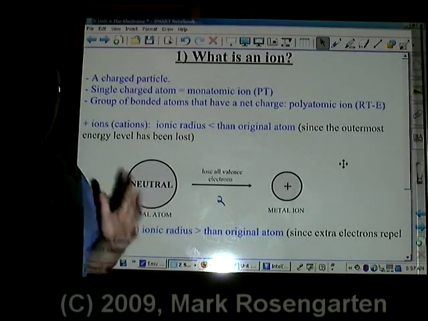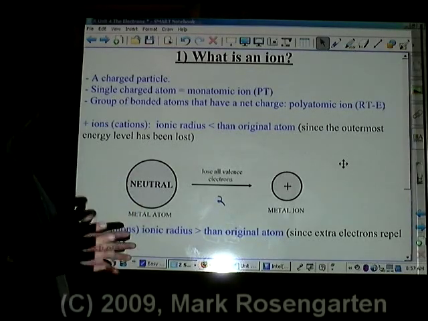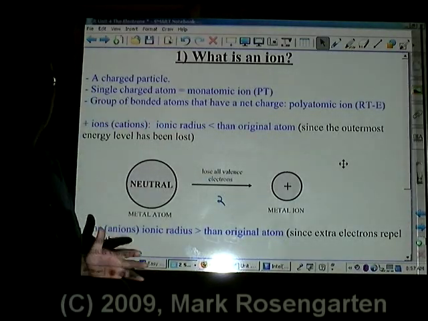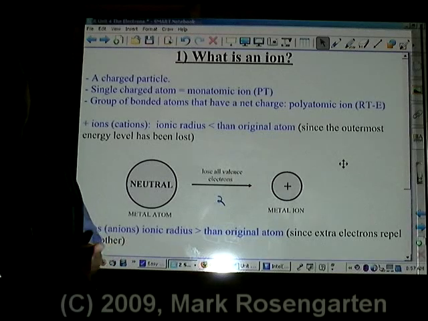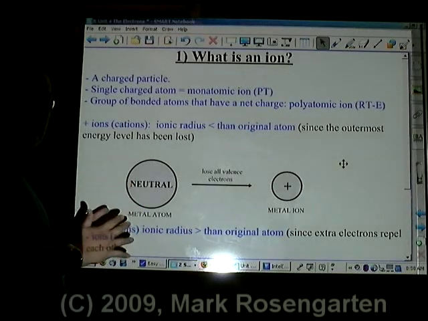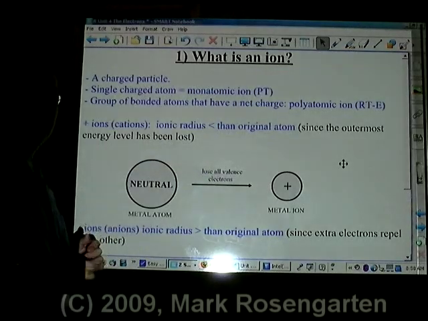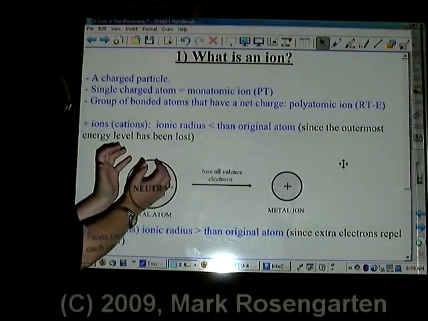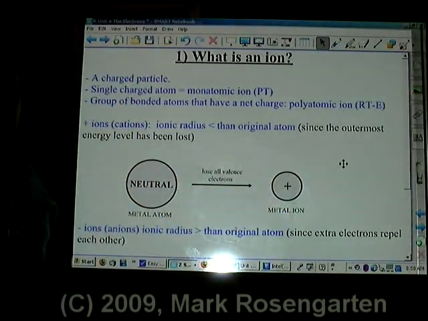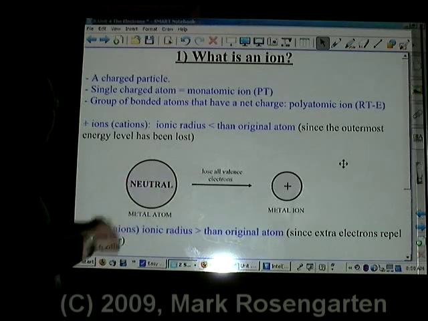Now, when atoms gain or lose electrons, they form what is called an ion. An ion is a charged particle formed by either the loss or the gain of electrons. Atoms start off neutral. Metal atoms lose all their valence electrons to form metal ions. Because you've lost the valence energy level, the size of the ion will be smaller than the original atom because you're losing the outermost energy level.